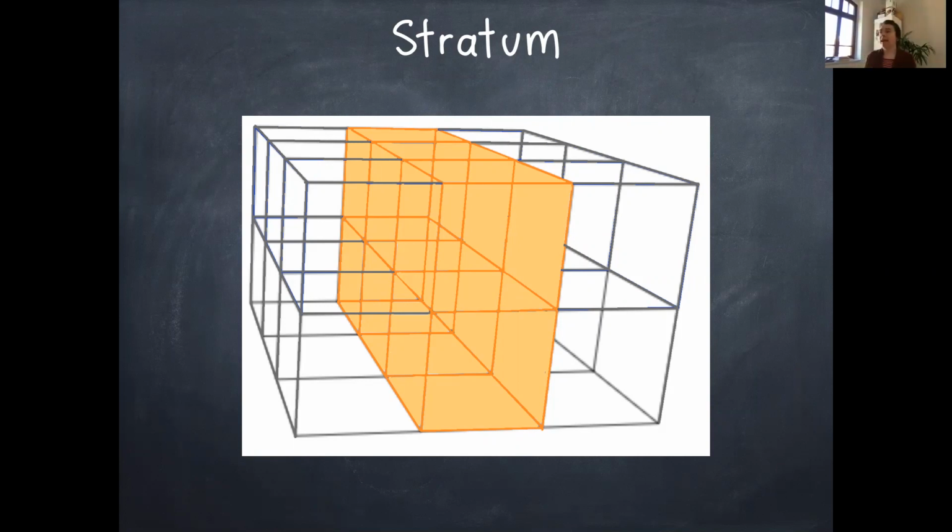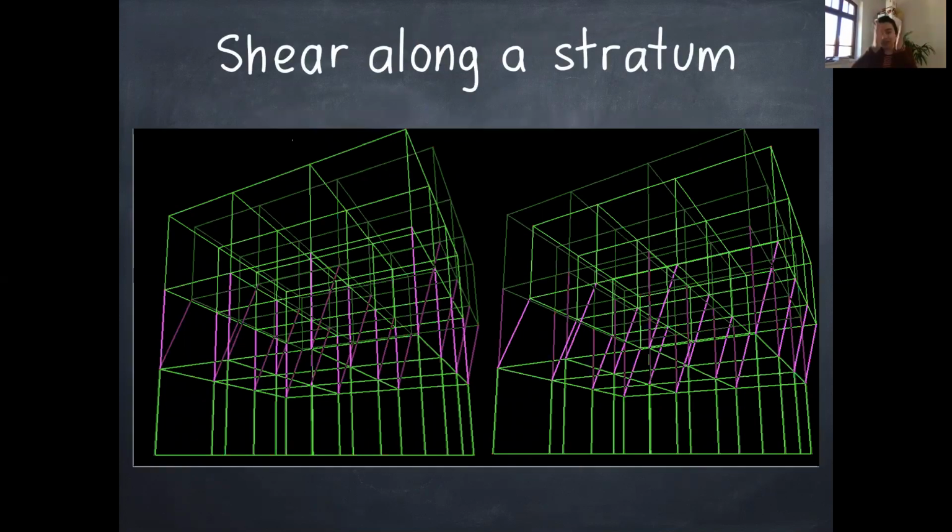Okay. And we can fix a stratum, okay? And anytime you fix a stratum, your framework gets chopped into two pieces, basically. And you can deform along that stratum. So here's what we call a shear along a stratum.